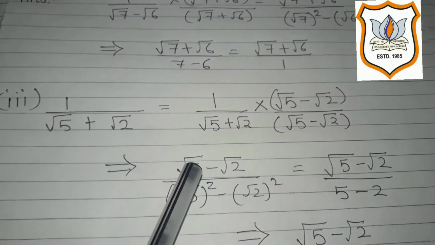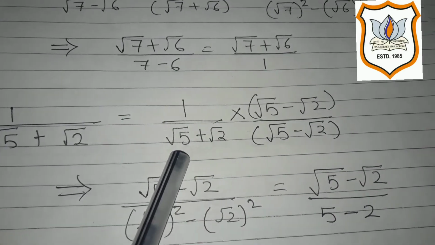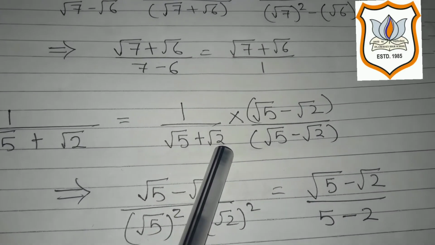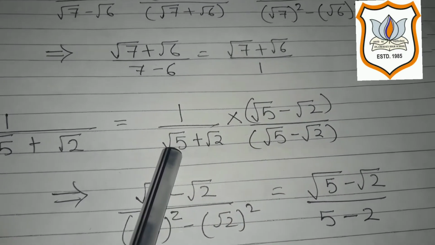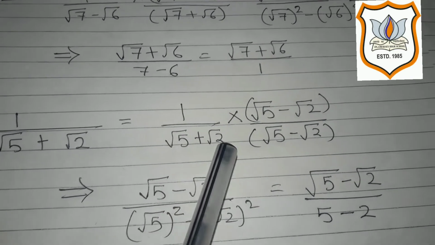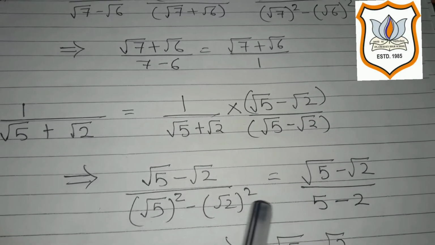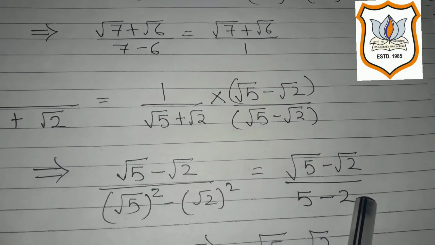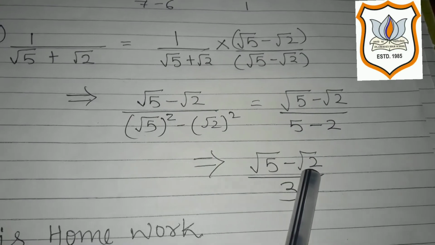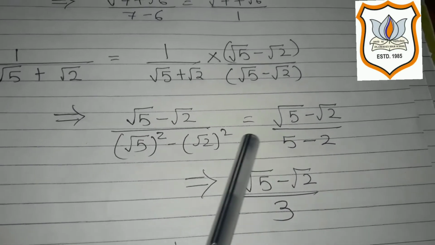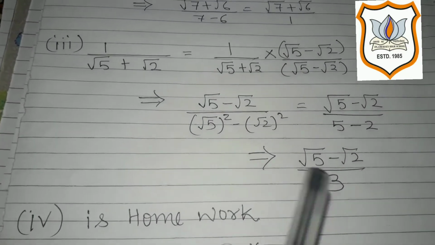So in the numerator we will obtain root 5 minus root 2 only, but in the denominator again the same identity, that is a plus b into a minus b, which is equal to a square minus b square. Root 5 is equal to a and root 2 is equal to b. Hence root 5 square minus root 2 square. Root 5 square is equal to 5 and root 2 square is equal to 2. And hence we obtain the result 5 minus 2, which is equal to 3. Root 5 minus root 2 upon 3, and hence we rationalized the denominator. Okay, then fourth will be homework for you.